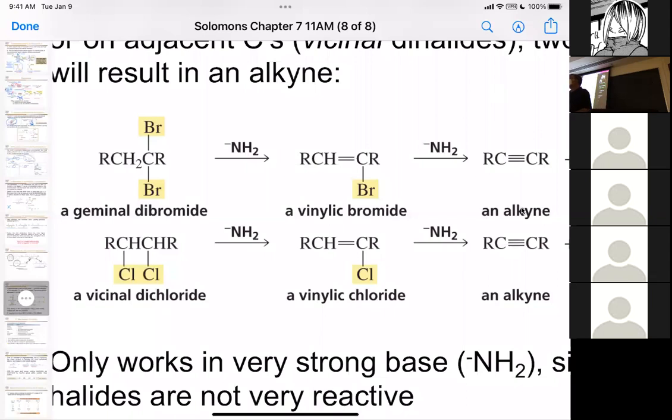So you must use sodium amide to form your alkynes here. Okay. So think about that. If you see something with 2 halogens and a sodium amide, it's trying to make an alkyne. Okay. Questions on that?